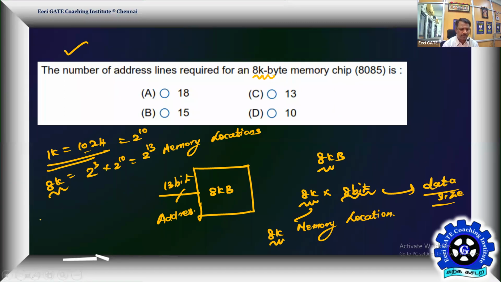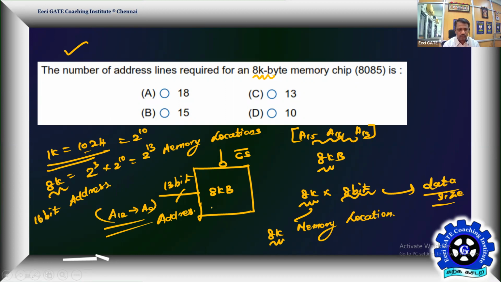Suppose you have a microprocessor that has a 16-bit address. The first 3 bits will be used for chip selection. What are the first 3 bits? They will be A15, A14, and A13, allotted for chip selection. The rest of them are your address lines, so you need A12 to A0, addressing the memory location. So the number of address lines required for an 8K memory chip is only 13. That is the answer.